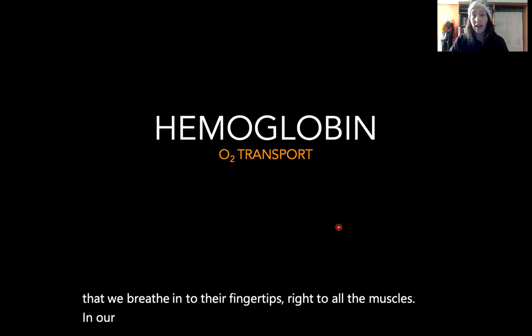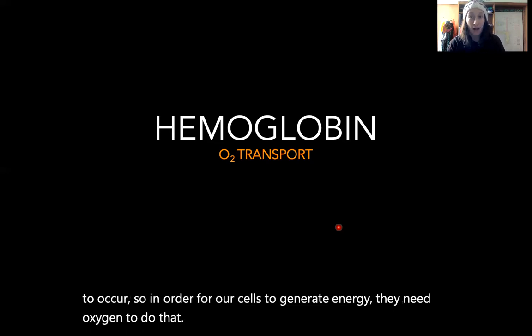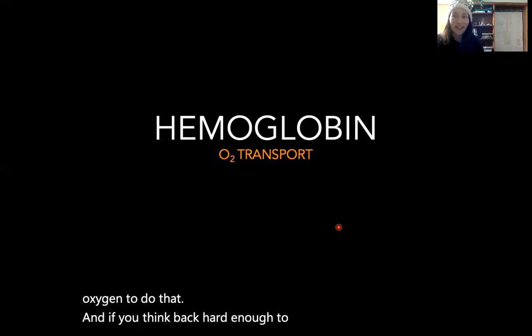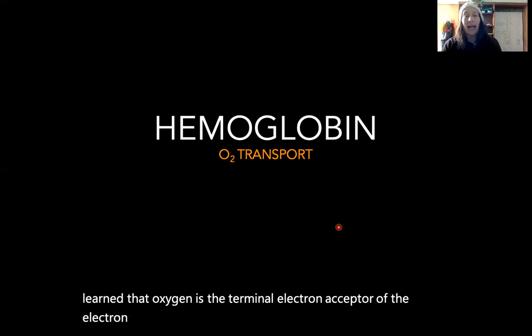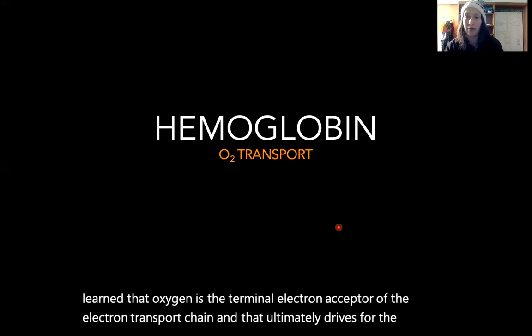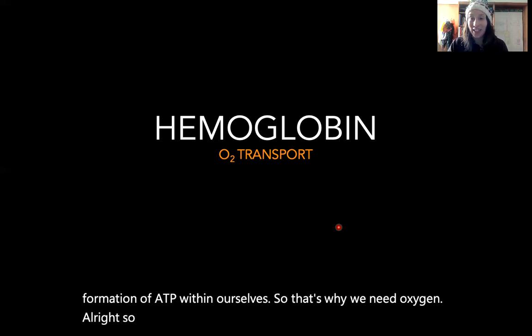Recall that oxygen is necessary for cellular respiration to occur. So in order for our cells to generate energy, they need oxygen to do that. And if you think back hard enough to biology, you should have learned that oxygen is the terminal electron acceptor of the electron transport chain. And that ultimately drives the formation of ATP within our cells. So that's why we need oxygen. All right, so let's look at the structure of hemoglobin.